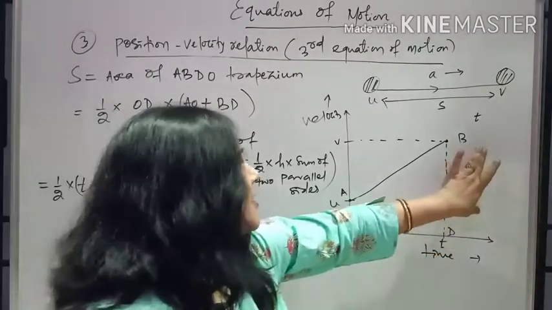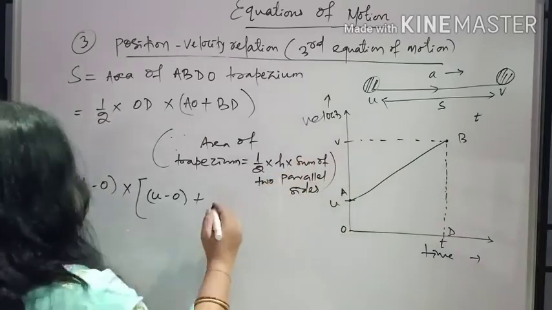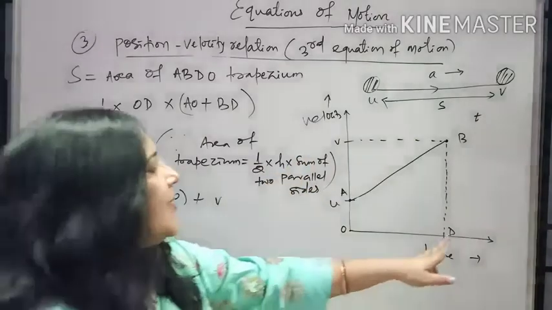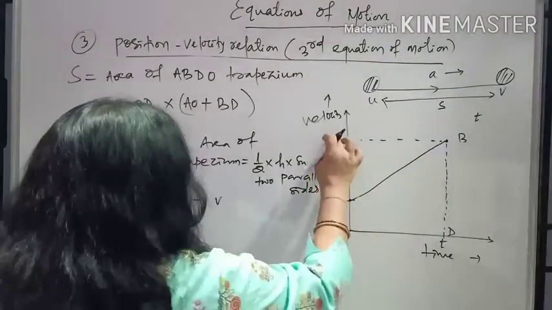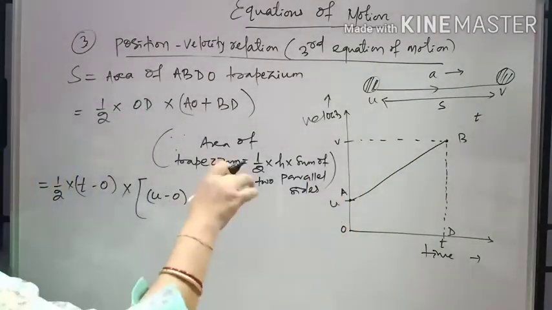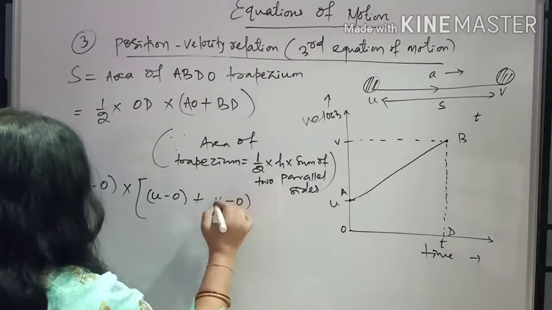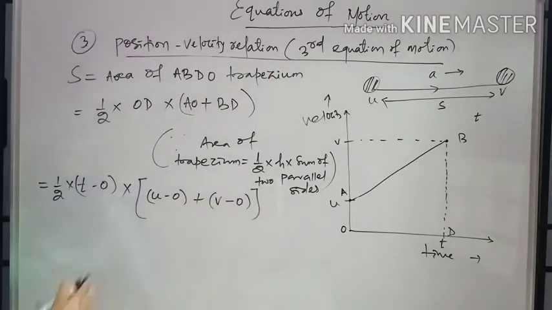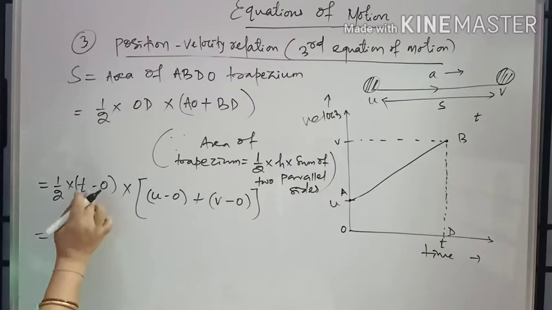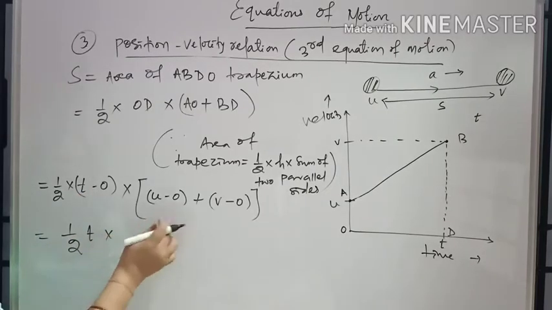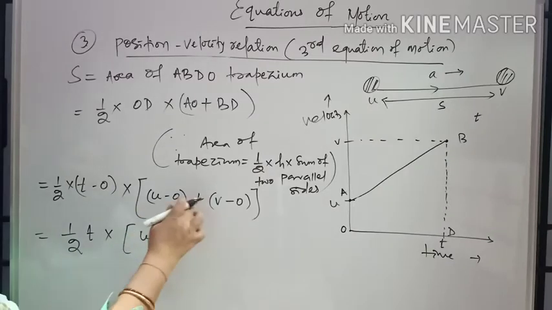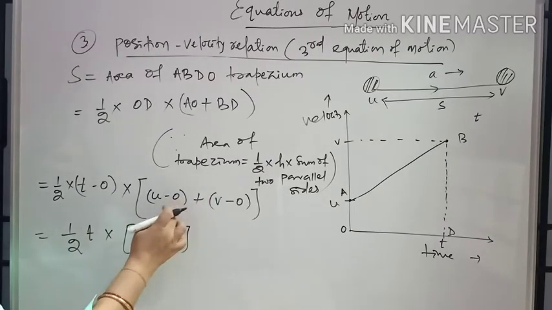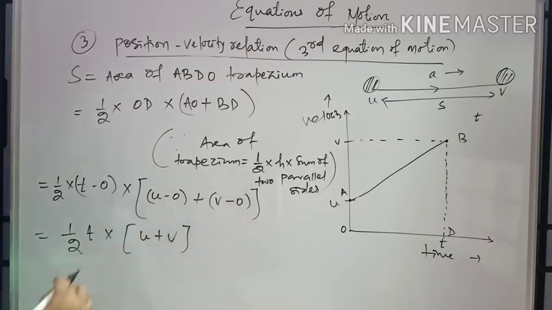Now look at this BD. B corresponds to the velocity v from the velocity axis and D corresponds to the origin. So the difference of v and 0 gives you the length BD, so that is v minus 0. Now we have replaced all these magnitudes. Let's calculate here. This is half into t minus 0, which is t only, into u plus v, because u minus 0 is u and v minus 0 is v.